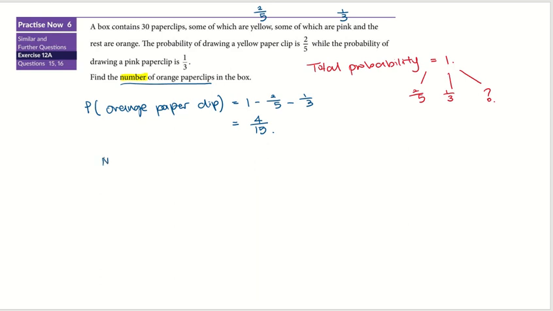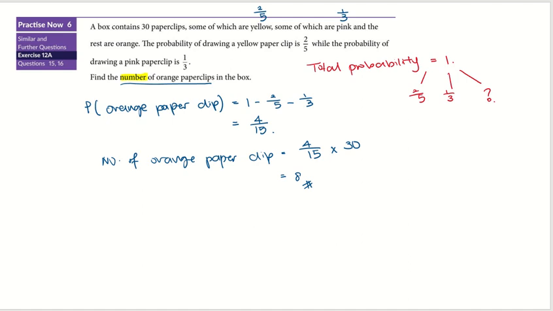If I want to find the number of paper clips, or to be more specific, the number of orange paper clips, I will always have to take the chance, which in this case is 4 out of 15, times my total number. Make sense? Okay, and you're going to get a value of 8 orange paper clips. That's it.